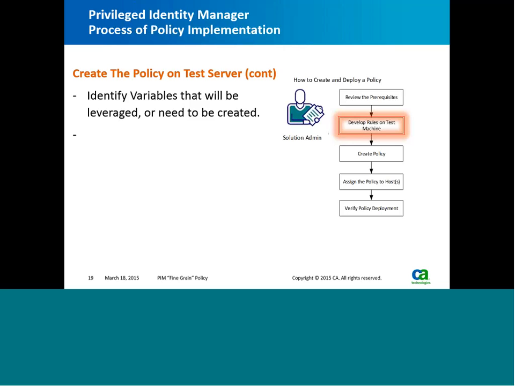Next, once we're satisfied that we've created the rules, we can create a policy and deploy it, and then we can look at deploying that policy again to the test server or to a set of test servers. The other thing this allows us to do is, if we intend on utilizing some of the variables that come with the solution, and we'll talk about that in a second, there are variables that you can leverage within PIM, and if necessary, you can also define your own variables as well.